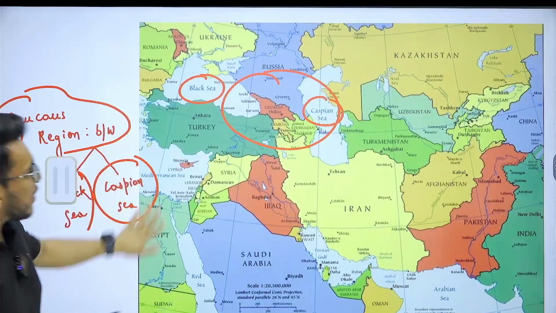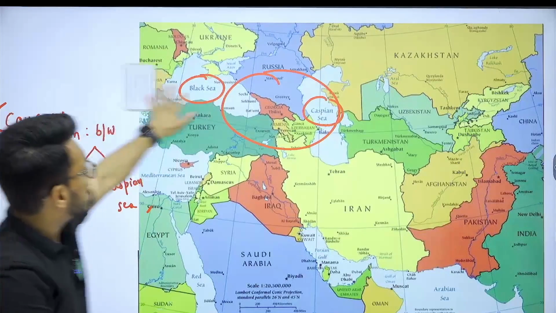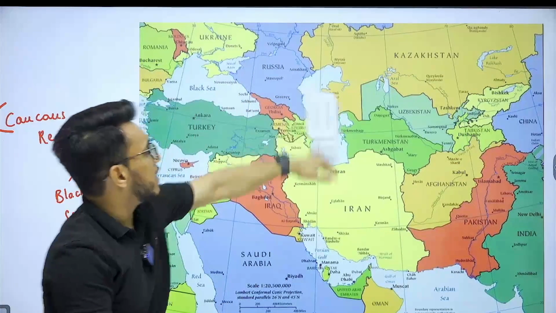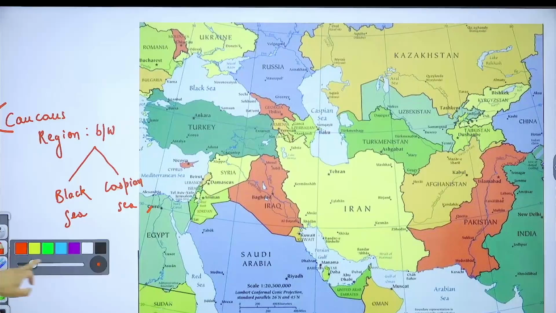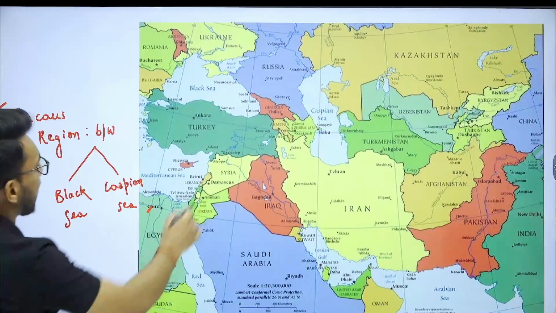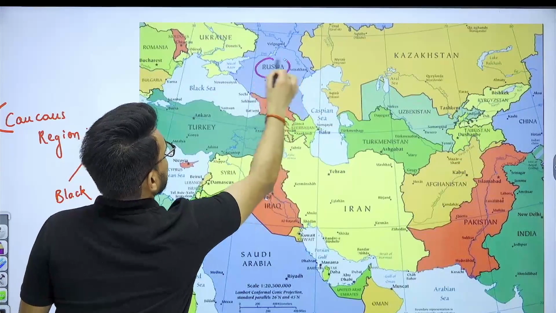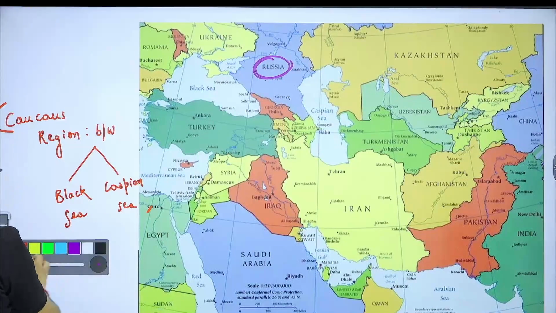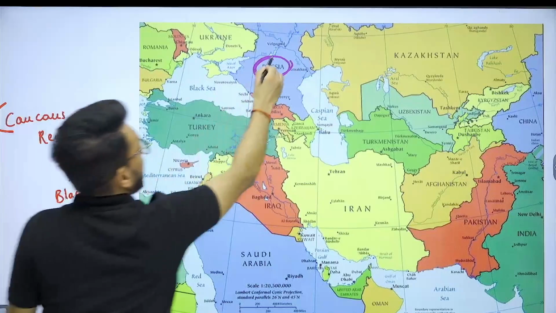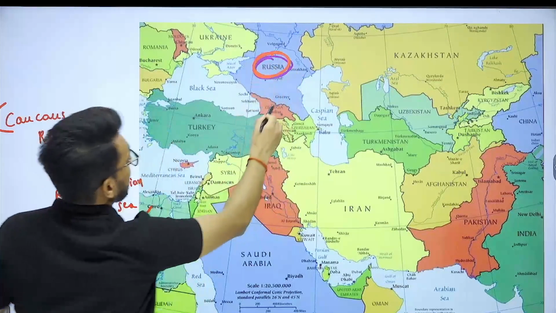Now, when we talk about this Caucasus region, which countries are located here? Number one, Russia is there. I'll use a red color pen. So we have Russia. Then here we have Georgia.